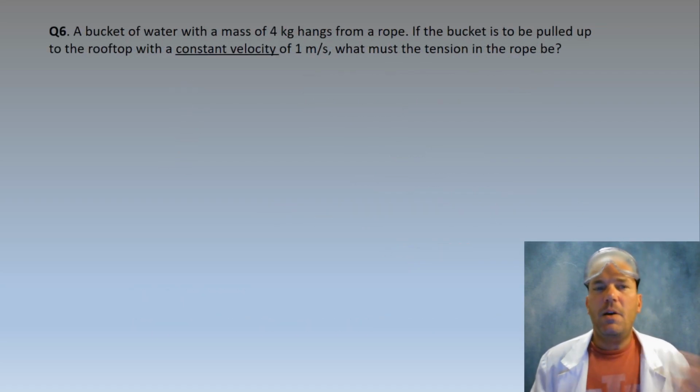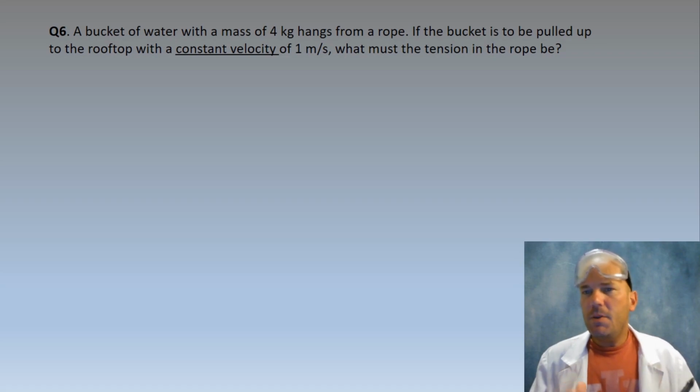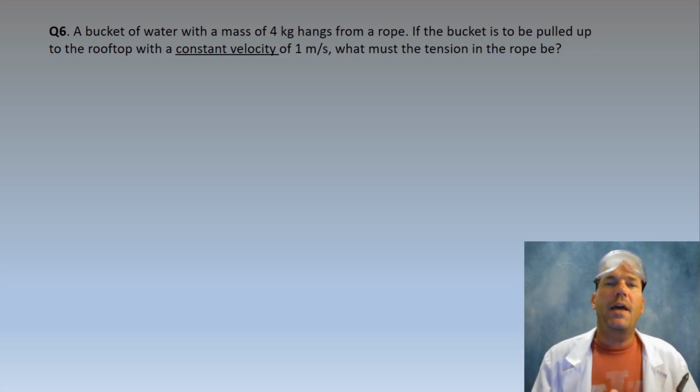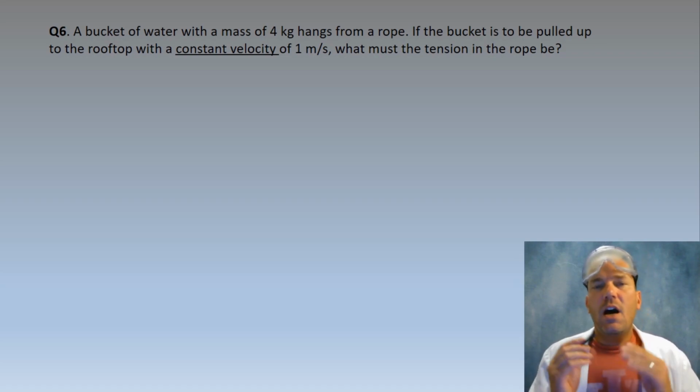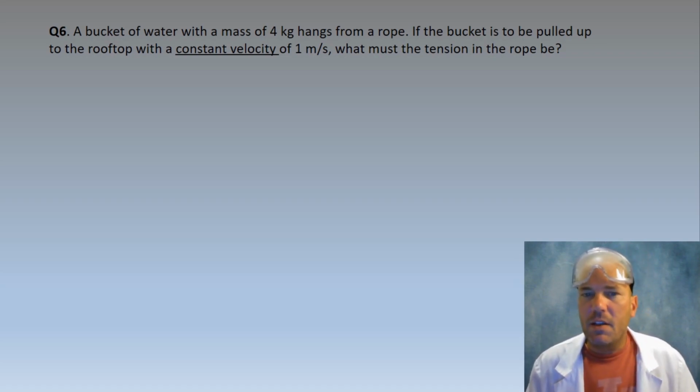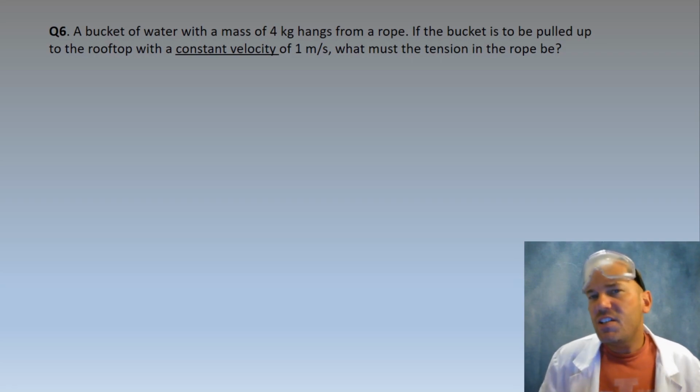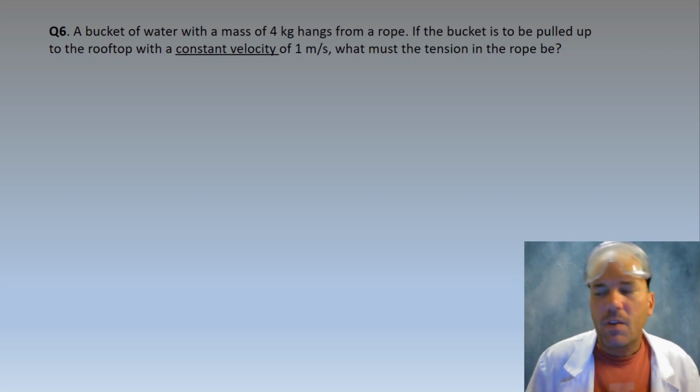Question 6. A bucket of water with a mass of 4 kilograms hangs from a rope. If the bucket is to be pulled to the top of the rooftop at a constant velocity, underlined, of 1 meter per second, what must the tension in the rope be?